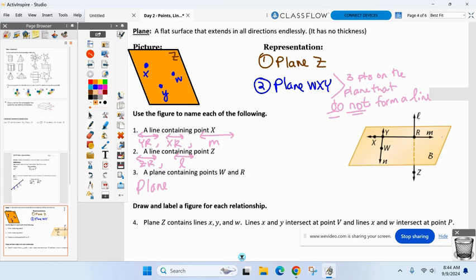I want a plane. So go back. There's 2 ways I can name a plane. Is there a letter in one of the corners that I could use? B. Okay, so one way. Perfect. I could call this plane B. Or I could name it using 3 letters on the plane that do not form a line. So give me 3 letters off this plane that do not form a line.